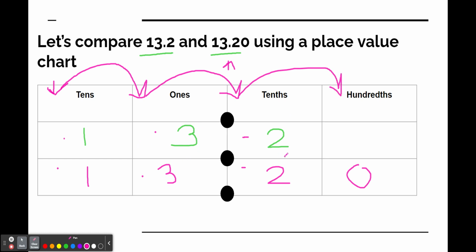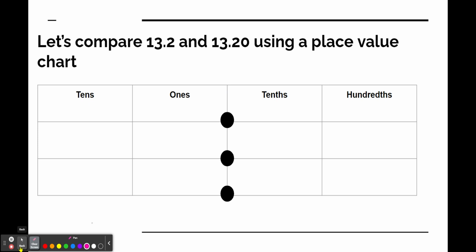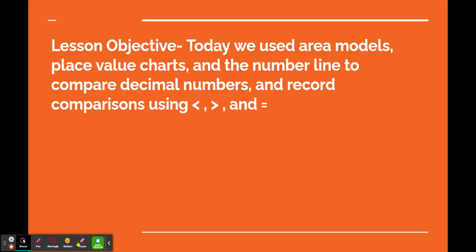For 13.2, I don't have any hundredths. It's blank, right? If I don't have anything there, that's the same as saying 0. So if I have 13.20, we have 0 and 0, so those are the same. So I can actually say that 13.2 is equal to 13.20. They're the same. They represent the same amount. They are the same number. So they're equal.